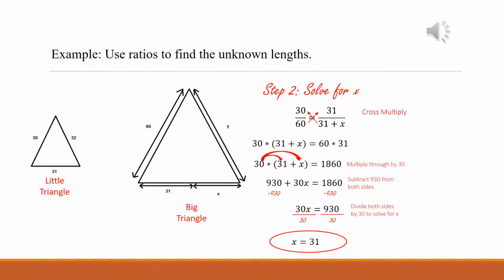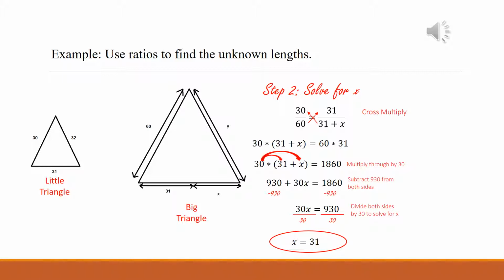Now we're going to start doing the algebra portion of solving for x. You should have already set up your proportion using the hint that I gave you on the previous slide. On the left side of the proportion we have 30 divided by 60. This is because it's the left-hand side of the little triangle divided by the left-hand side of the big triangle. On the right-hand side of our proportion, we have 31 over 31 plus x. That's because the bottom of the little triangle is 31 and the bottom of the big triangle is 31 plus x.